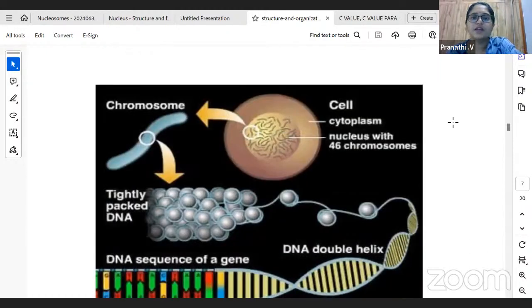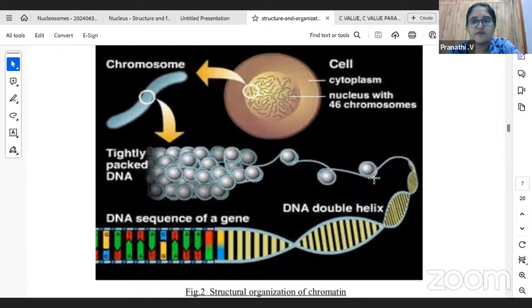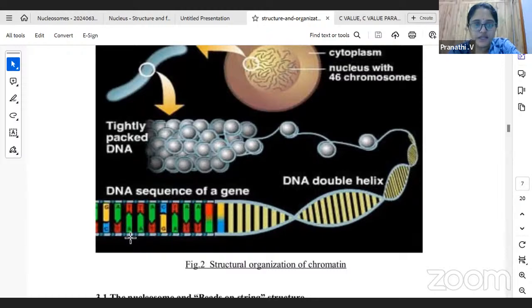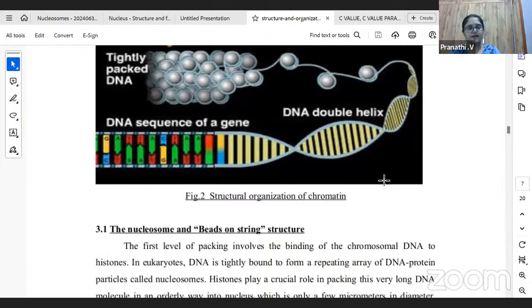If you see, finally you have the cell. This is the cytoplasm, and the nucleoplasm with around 46 chromosomes. Each chromosome is tightly packed with what? Chromatin DNA. The DNA is packed with the histone proteins. This forms the double helix. And this is how genes are present on the DNA. This is the structural organization of chromatin.